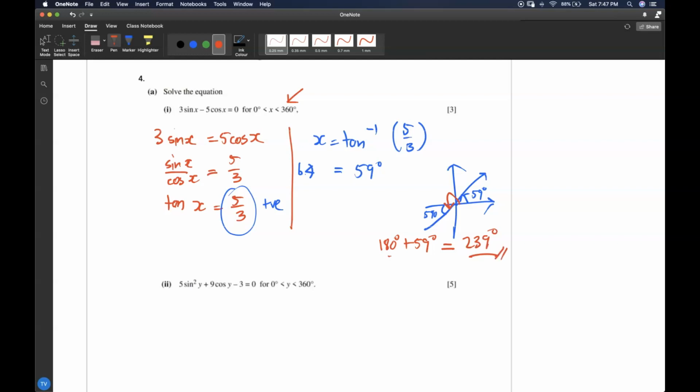So for this particular question, we have two answers. One is this quadrant, one is this quadrant. So 239 degrees and 59 degrees are the answers. Okay. So if you want to be a bit more careful, and don't be like me, you might want to answer it like this: x equals 59 degrees and 239 degrees. Okay, so just be clear which one's the answer, especially because I labeled this as basic angle, right?